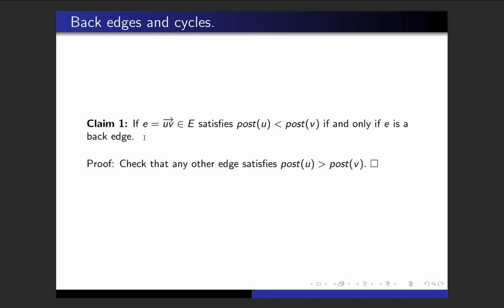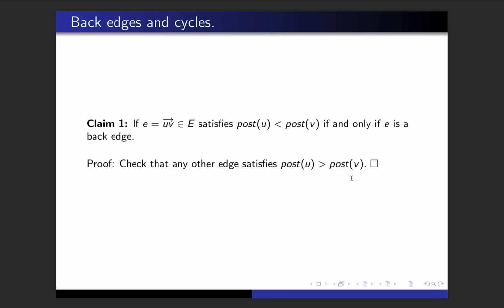So you run DFS, you have some ordering of the vertices, and you have an edge with this property: post of U is less than post of V. That happens if and only if your edge is a back edge. If and only if you see a back edge, you know that the post labels will satisfy this property for the vertices of that edge. And the way to see this happening, and I will not get into the proof, is to check that for every other edge, the post labels satisfy the opposite inequality.